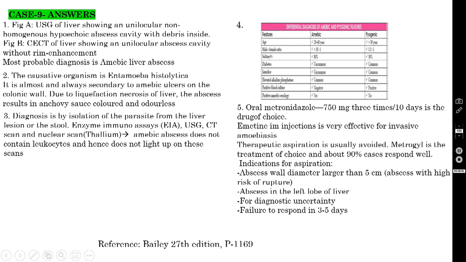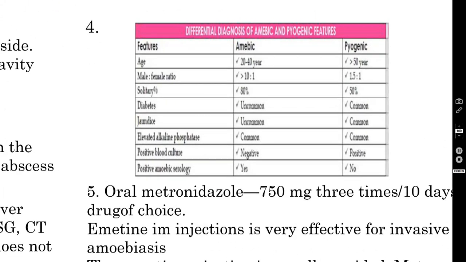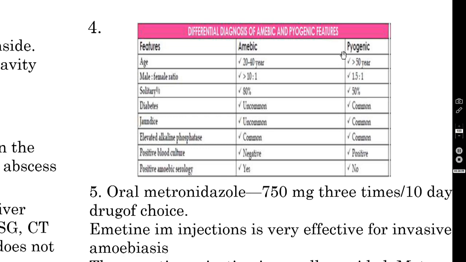How to differentiate amoebic abscess from pyogenic abscess? Amoebic abscess occurs at a relatively younger age compared to pyogenic abscess. Male to female ratio is 20 to 1, whereas here it is 25 to 1 in pyogenic. Solitary abscess is common in amoebic abscess, 80%, whereas in pyogenic only 50% of them are solitary.